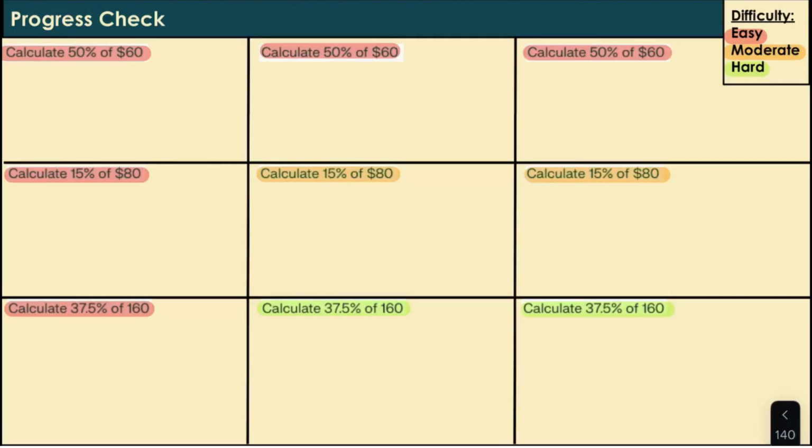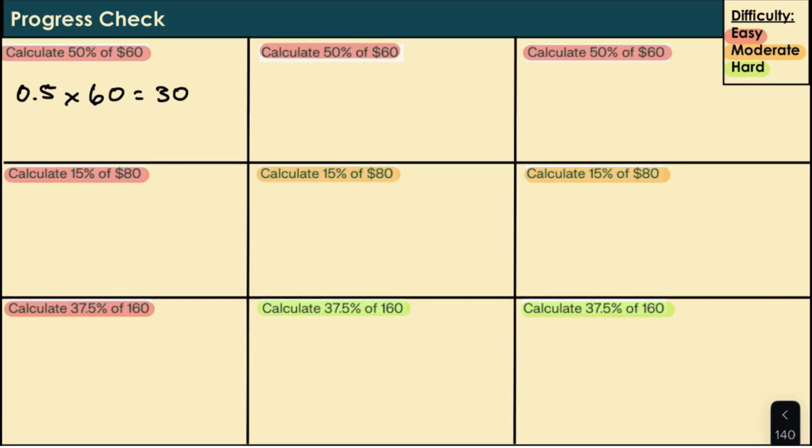Progress check. Have a go yourself, then check your answers with mine. So first, calculating 50% of $60. Using a calculator, we would have 0.5 multiplied by 60, and that would give us 30.